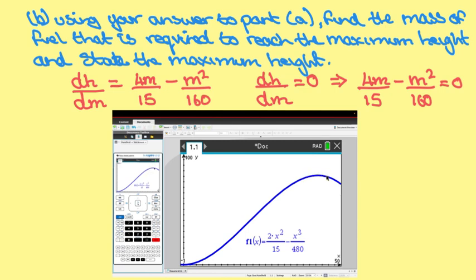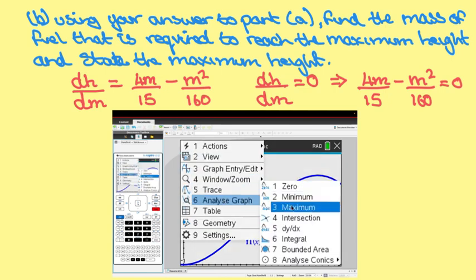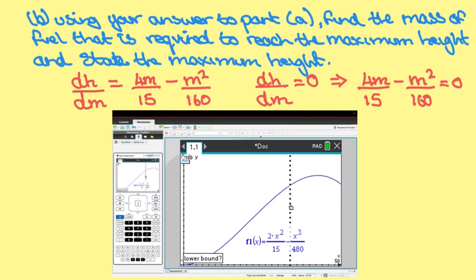I can clearly see there is a maximum around this area. So I'm going to go to Menu, Analyze Graph, Maximum, somewhere to the left, to the right, and I find that my maximum is when m is 42.7 and the rocket reaches a height of 80.9 meters.